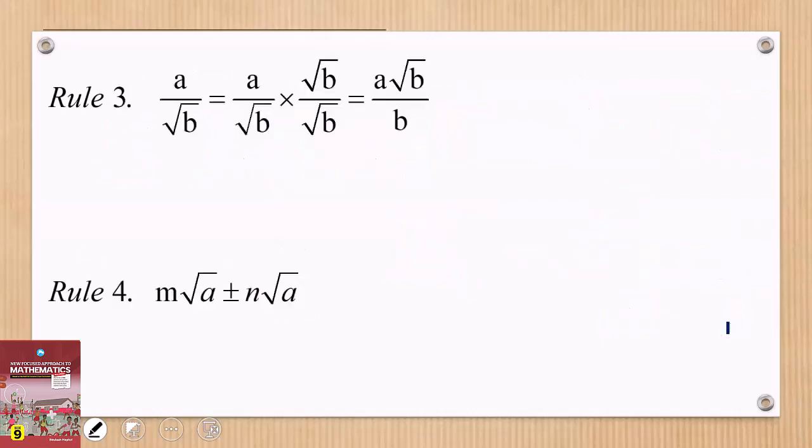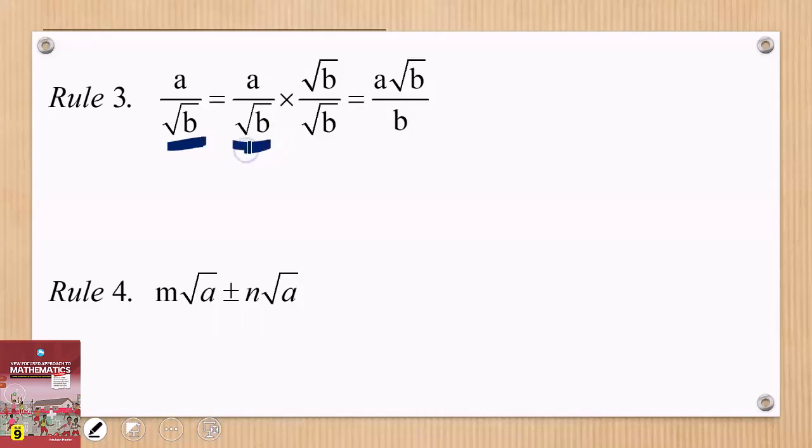Let's look at the third rule. Third rule has to do with rationalization of the denominator. So if I have A over root of B, I can easily rationalize the denominator. What it means is that I'm trying to make the denominator, which is irrational, become rational. That is the whole idea. And so if I have A over root B, then I'll pick the denominator and multiply both the numerator and denominator by the same denominator.